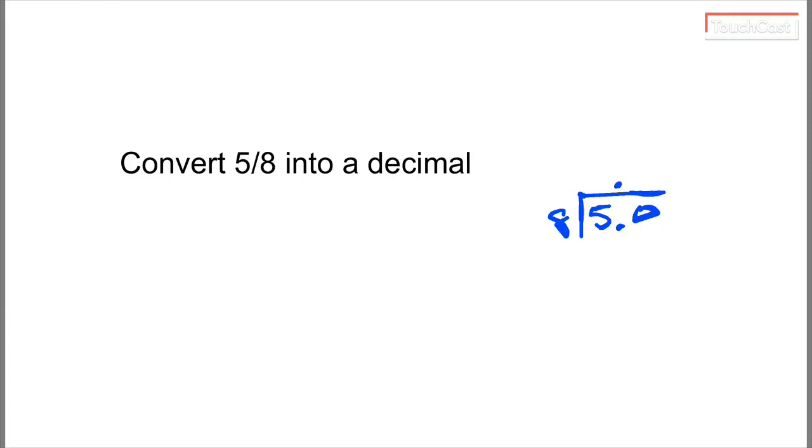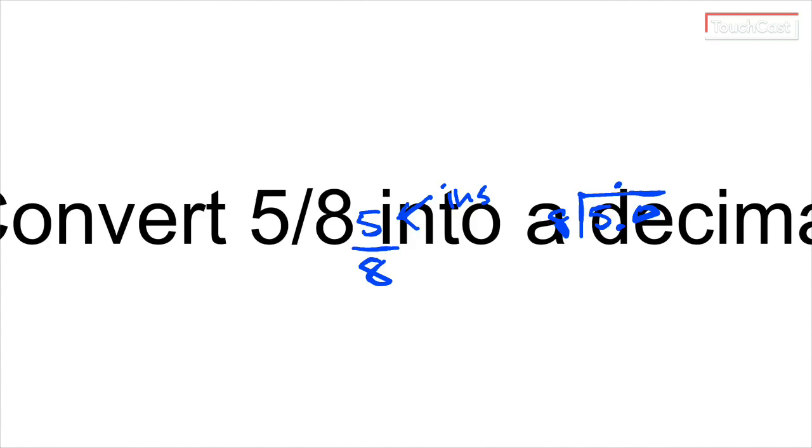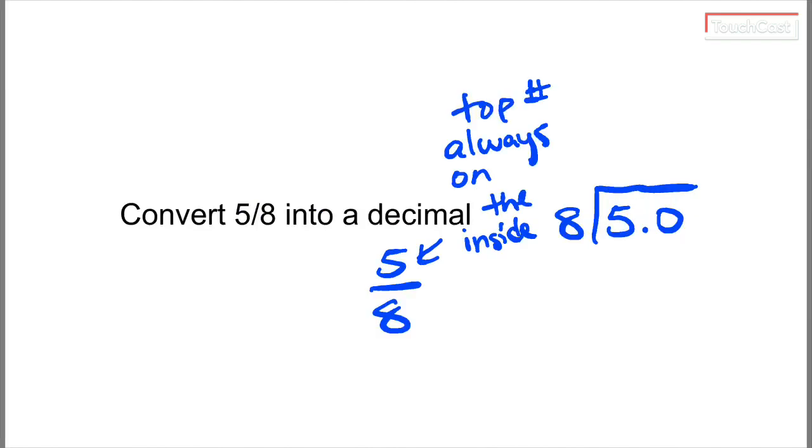Decimal comes straight up. Now, going back to what we did with dividing with decimals, we're just dividing as usual. Please don't forget, we have 5/8. This top number always goes on the inside. So even if the number on the top is smaller, it still goes on the inside. So we would divide 5 by 8.